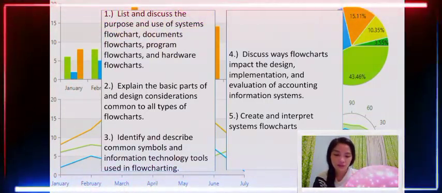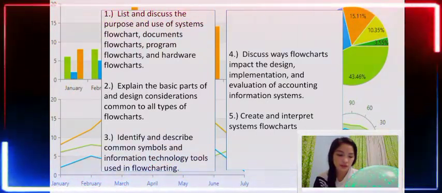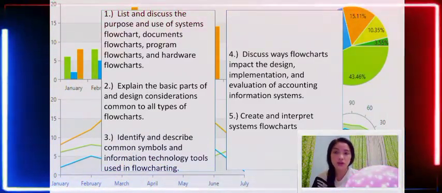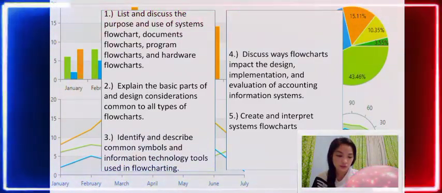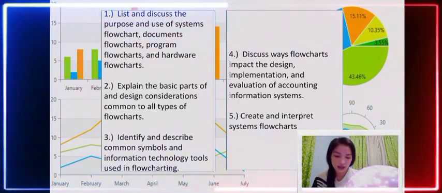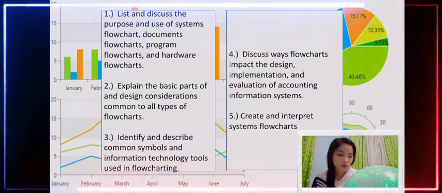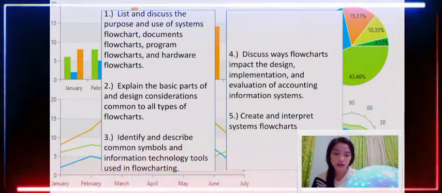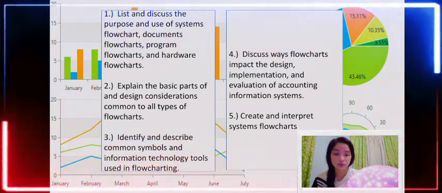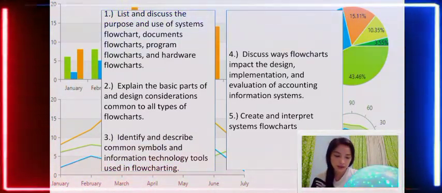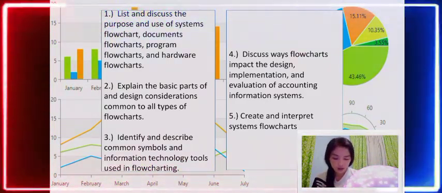Number 3. Identify and describe the common symbols and information technology used in flowcharting. It is shown in figure 6.1, the flowcharting symbols. Individual research, reflection, and self-assessment 6.3. Reveal more. 2 popular IT tools for flowchart creation are SmartDraw and Visio. Number 4. Discuss ways flowcharts impact the design, implementation, and evaluation of accounting information system.